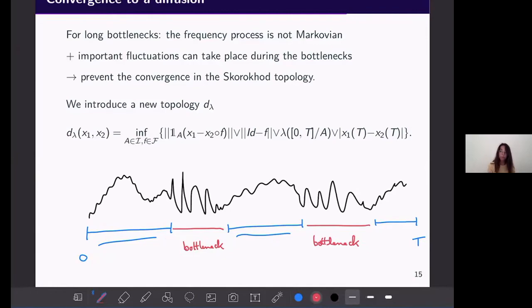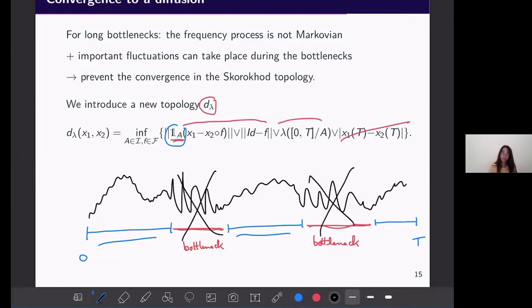To overcome this problem, what we did is to introduce a new topology, d_lambda. So d_lambda is very similar to the Skorokhod topology. These terms here are exactly the same if you ignore the indicator function. This term is technical, and here you have the Lebesgue measure of the pink intervals that correspond to the bottlenecks. So you will only take the Skorokhod topology here because of this indicator in the blue intervals that do not correspond to the bottlenecks. So you will have convergence to a diffusion that has jumps. So you will ignore these parts, glue the other fragments together, and have convergence to a diffusion with jumps.